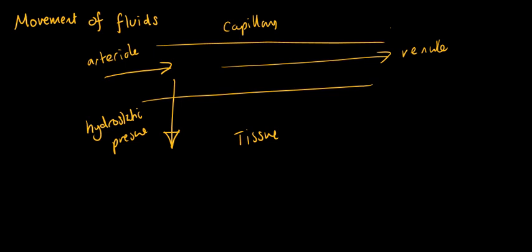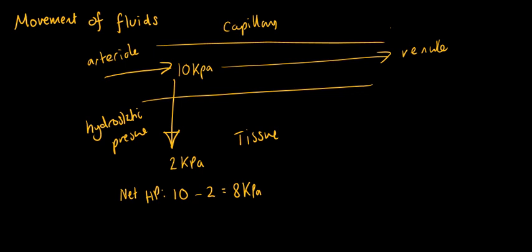So let's keep the numbers really simple for the time being, even though these numbers are unrealistic. Let's imagine we have a hydrostatic pressure of 10 kPa, kilopascals, in the capillary and 2 kilopascals in the tissue. In order to work out our net pressure, our net hydrostatic pressure, we are going to do 10 minus 2, which is going to give us 8 kilopascals.